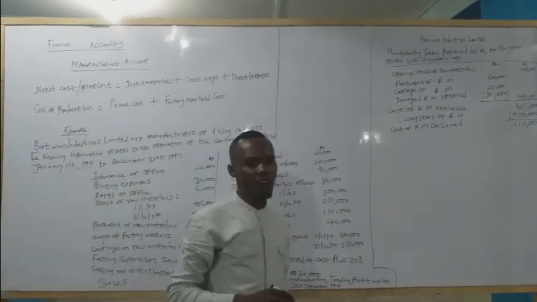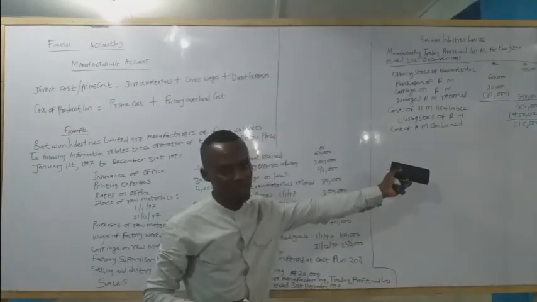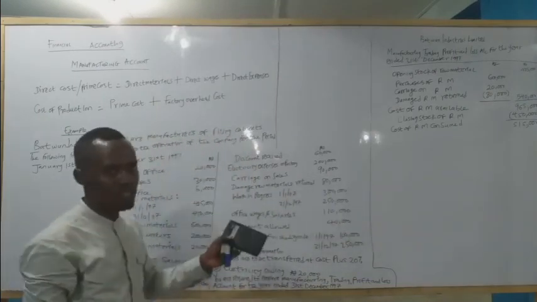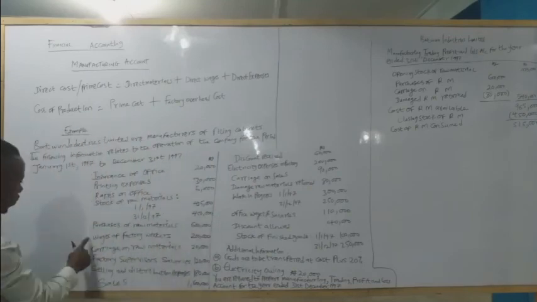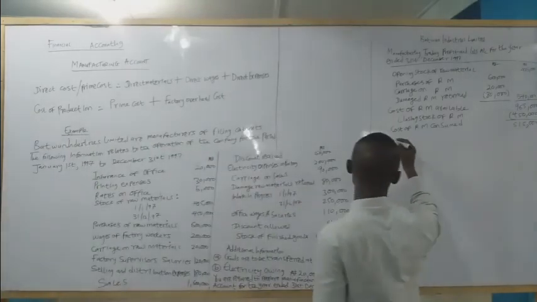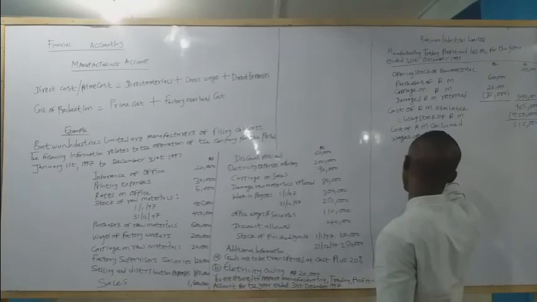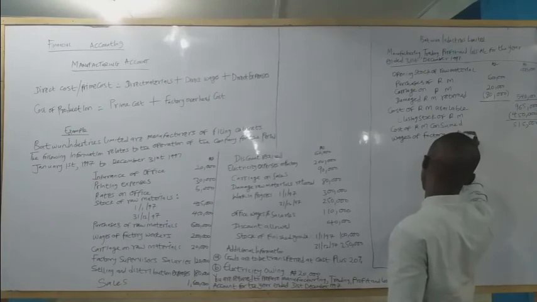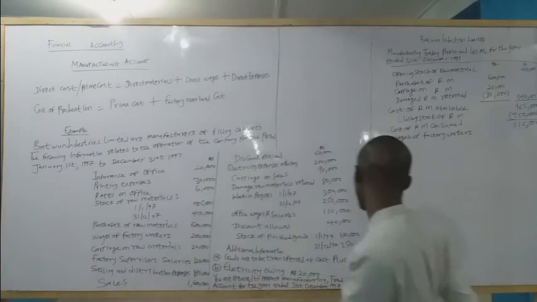So now we can add our what? This is our direct materials that we have used in production. So we can now add our direct wages and our direct what? Expenses. So we have wages of factory workers. We add wages of factory workers, how much? 200,000.